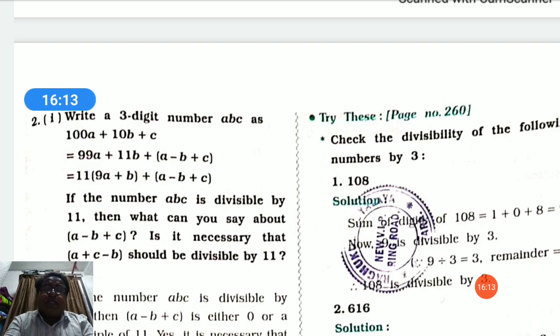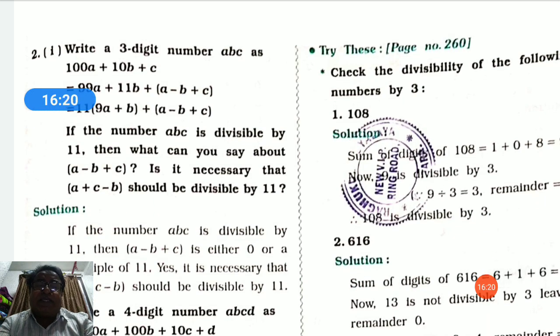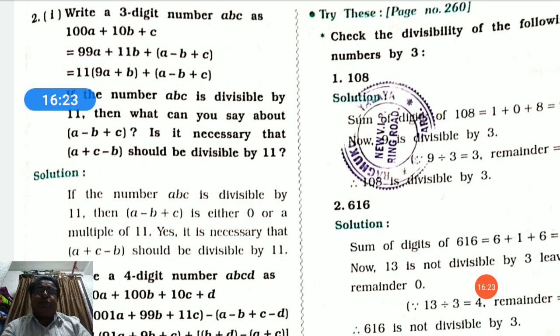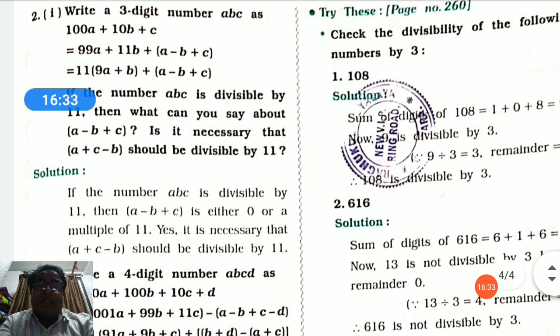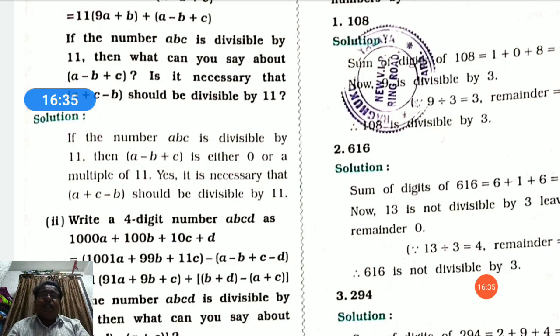If the number ABC is divisible by 11, then what can you say about A minus B plus C? Is it necessary that A plus C minus B should be divisible by 11? Answer is, if the number ABC is divisible by 11, then A minus B plus C is either 0 or a multiple of 11. Yes, it is necessary that A plus C minus B should be divisible by 11.